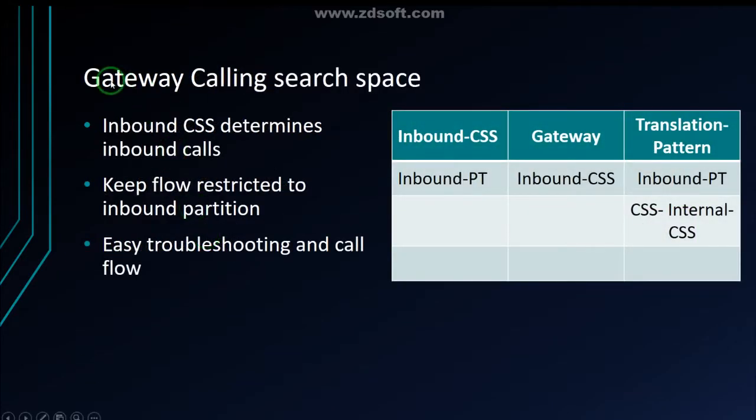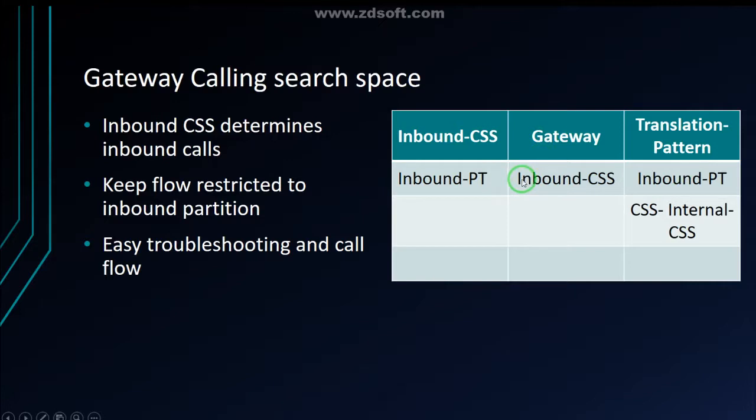And our gateway calling search space has the inbound partition in the inbound calling search space. This is the actual calling search space that's applied to the gateway, and it determines our inbound call flow. Okay, and we keep that flow restricted to just the inbound stuff. So the inbound partition will belong to things like our translation patterns. That's where that's actually assigned. Okay, and this allows for easy troubleshooting in that call flow, because there's only one place where the inbound partition is going to be, and we can easily search for that in translation patterns or directory numbers.